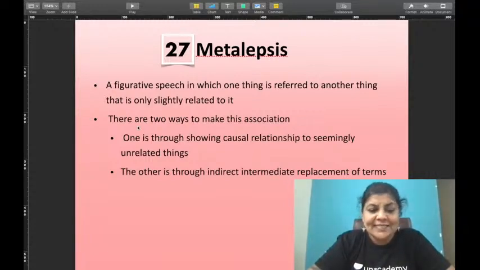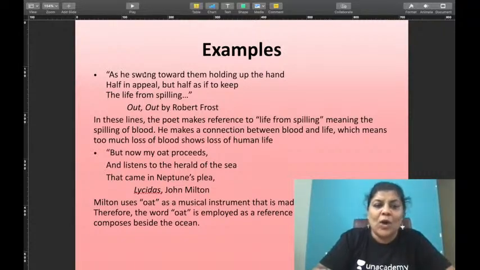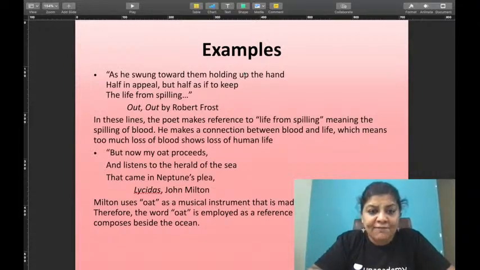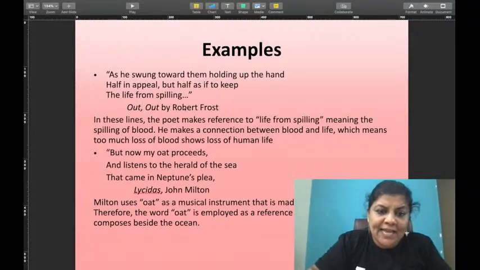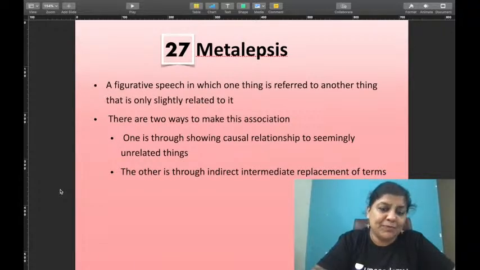Seemingly unrelated, not so much relation is there. For example, as he swung toward them, holding up the hand, half in appeal, but half as if to keep the life from spilling. Here, spilling means spilling of blood. He makes a connection between blood and life, but it is not a very deep connection. Did you understand? But now my oat proceeds. Oat refers to the material from which the flute is made. Oat and flute are slightly related, so it is metalepsis.